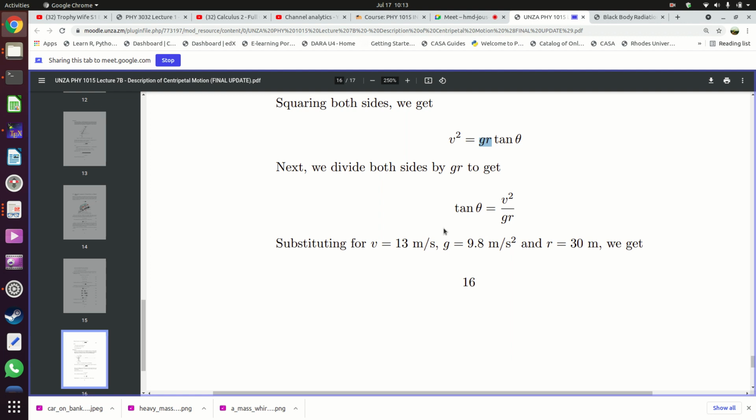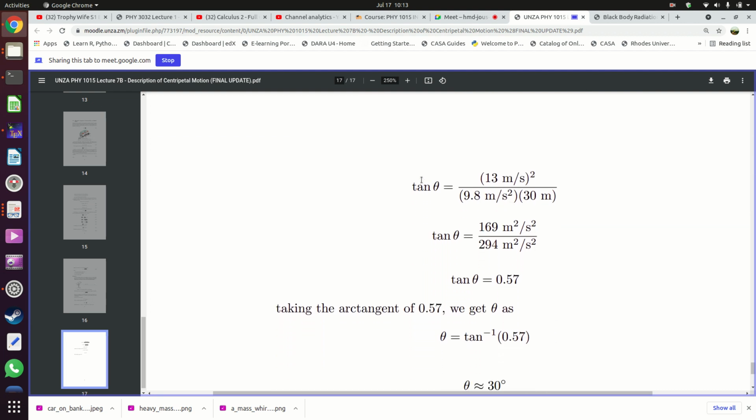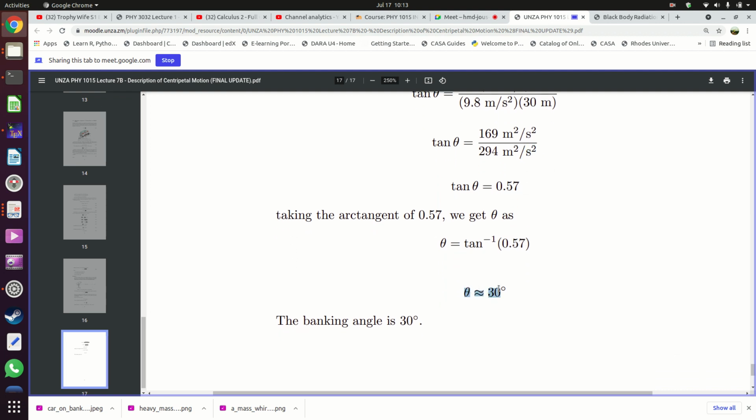Then next we substitute. For v, we put in 13 meters per second. For g, we put in 9.8. For r, we put in 30. So when you make those substitutions, we end up having tan theta is equal to 13 meters per second squared, divided by 9.8 times 30. So tan theta is going to be 169 meters squared per second squared over 294 meters squared per second squared, and you end up with tan theta equals 0.57. The units cancel out. Then for us to find theta, it's just going to be the tan inverse of 0.57, and that's going to give us a banking angle theta which is equal to 30 degrees.